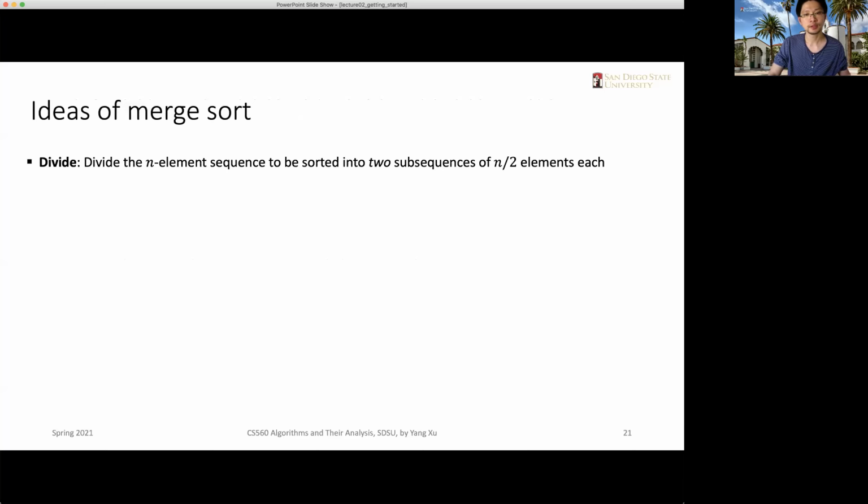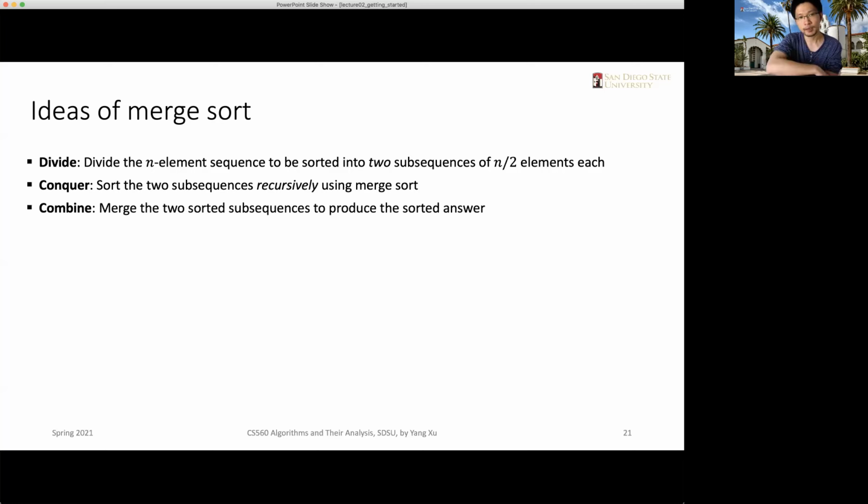All right, let's look at the ideas. It's quite straightforward. We simply divide the input sequence into two subsequences of almost equal length, because we divide it at the middle. We make sure that the first half and the second half each contain half the number of elements. Then we sort the two subsequences recursively using the merge sort algorithm. And the third step, we merge the two sorted subsequences to produce the sorted answer.